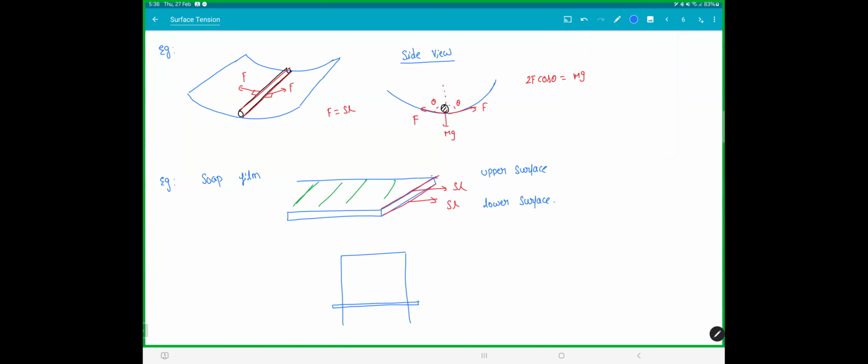So if you have a rod like this, and if you have a soap film here, this is the length here. And if you keep a block of mass M here, then if you try to draw the FBD of this rod, you will observe there is one force here, S into L, and there's one force here, S into L. This is the back surface. This is the front surface. And these two are balancing mg.